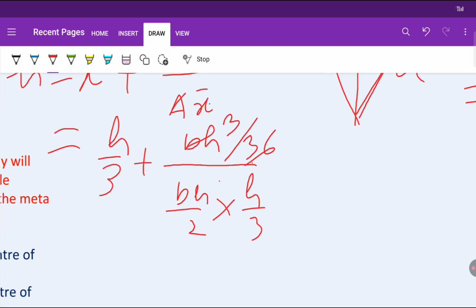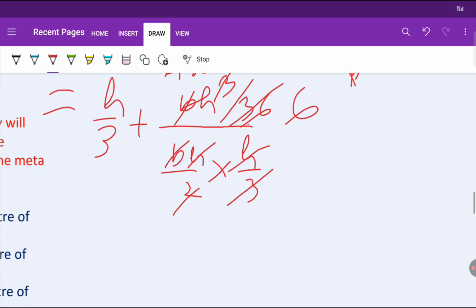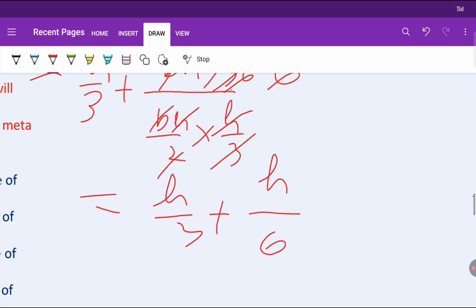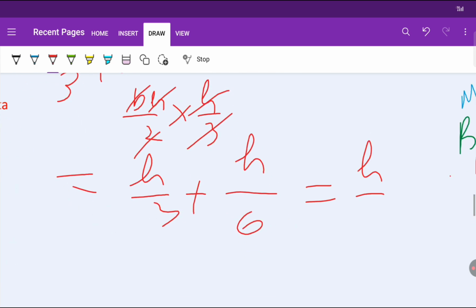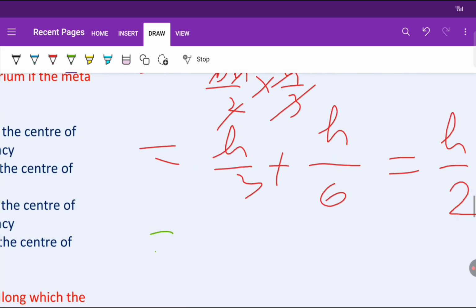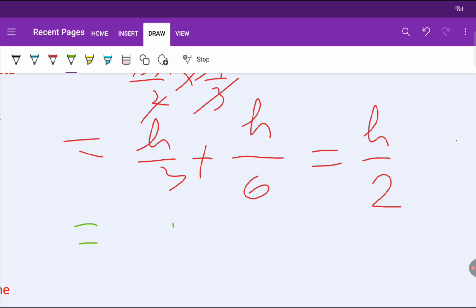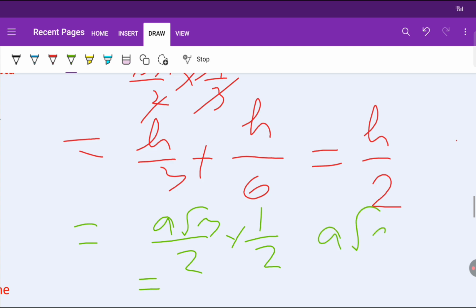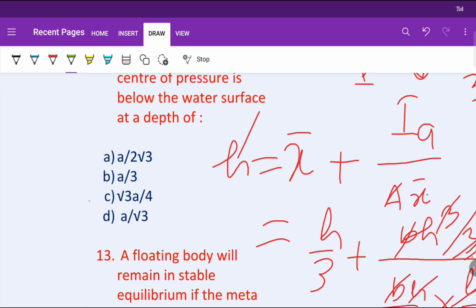So here A square is cancelled by A square. Now we have H at the top. Now B is cancelled by B. So these are 6, so if I cancel out this 6, here will be 6, right? So now finally we have H upon 3 plus H upon 6, so finally we have H by 2, right? But we need to find it in terms of A. So our formula will be H by 2, where the value of H is equal to A root 3 upon 2, upon 2. So that is A root 3 upon 4. Okay. The answer is A root 3 upon 4.